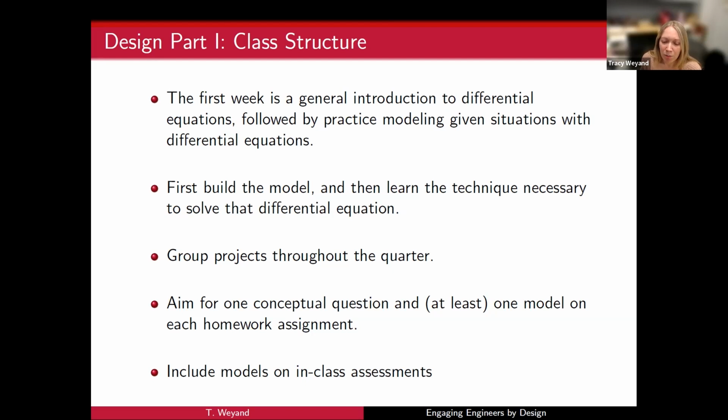Finally, I include models on in-class assessments as well, since I've had lots of comments of, well, we see it and then never see it again, in their opinion. So I'll also show you in a moment how I do that.